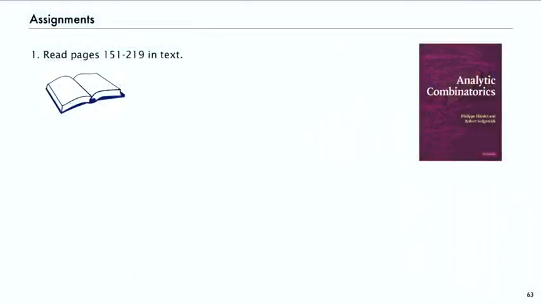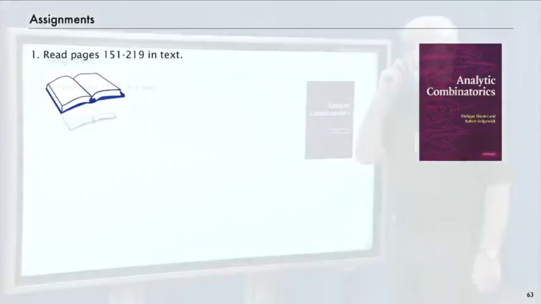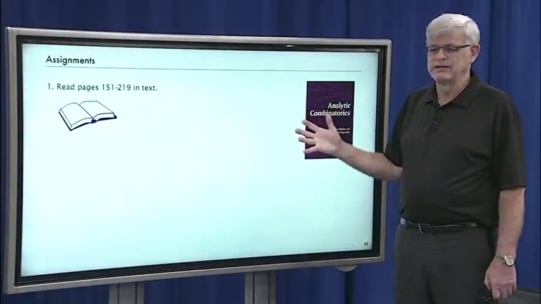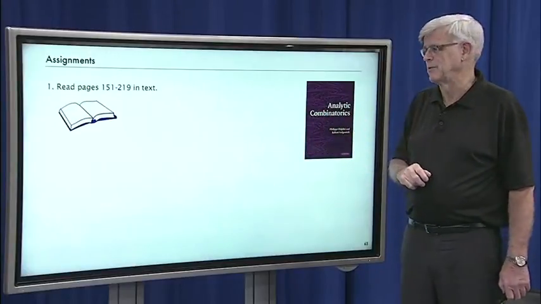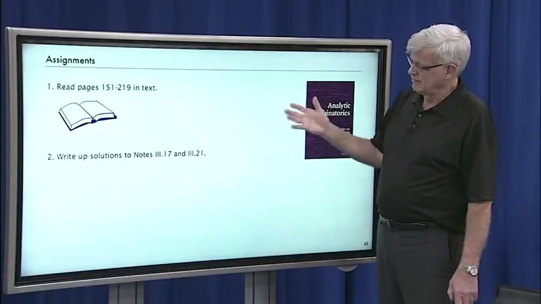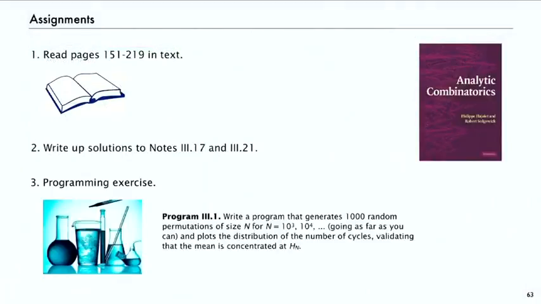Read again the chapter in the text about multivariate generating functions. And again, there's quite a bit of advanced material in there. It's not intended that everybody read every page, but rather to get a good idea of what's in there and read more detail about what you find interesting. Write up solutions to those two exercises.